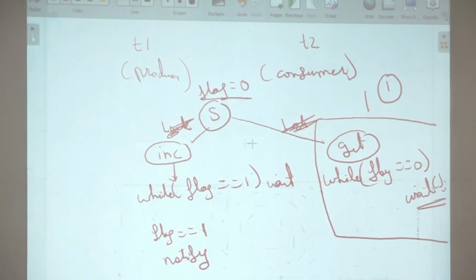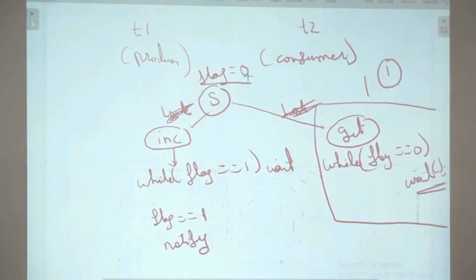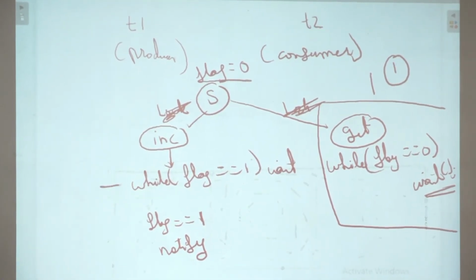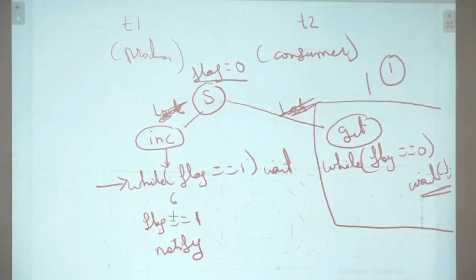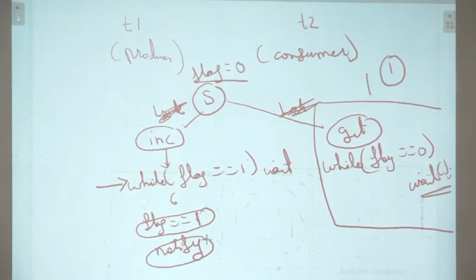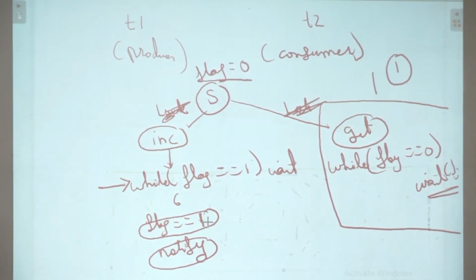So then the producer, let's say, got an opportunity to run, and it first executed this line. Flag equal to 1? No, flag is not equal to 1. So there is no need for the producer to go into a wait state. So what did the producer do? It incremented that D, made it 6 or something, made the flag equal to 1 and did notify. And the producer is done.